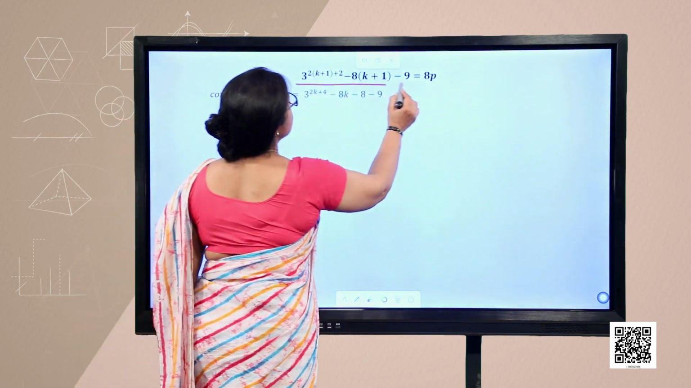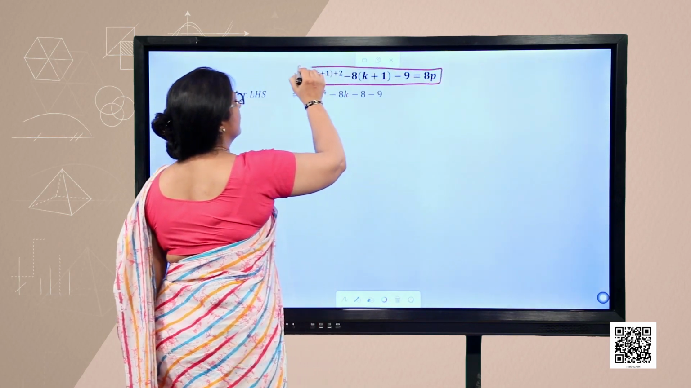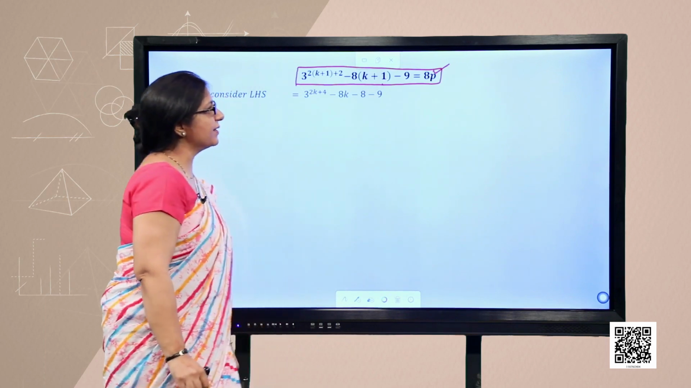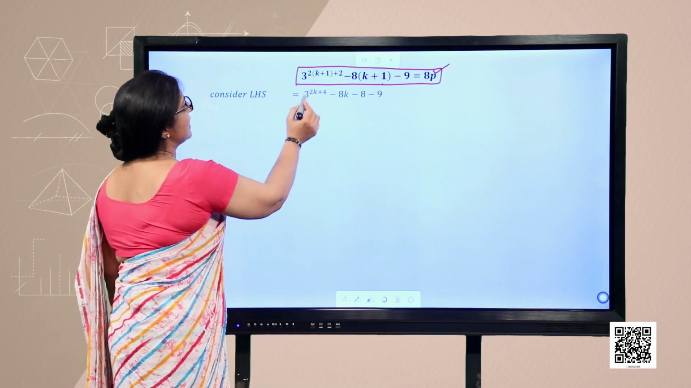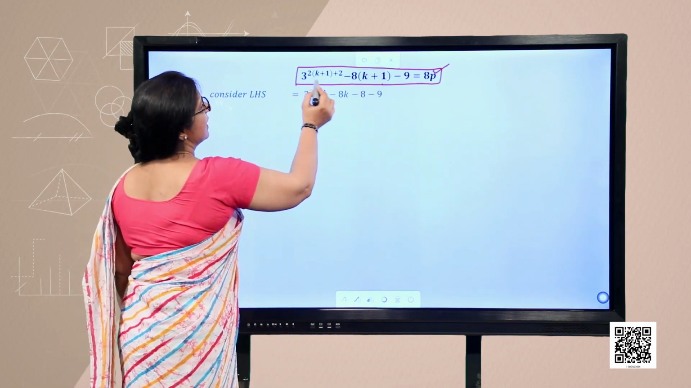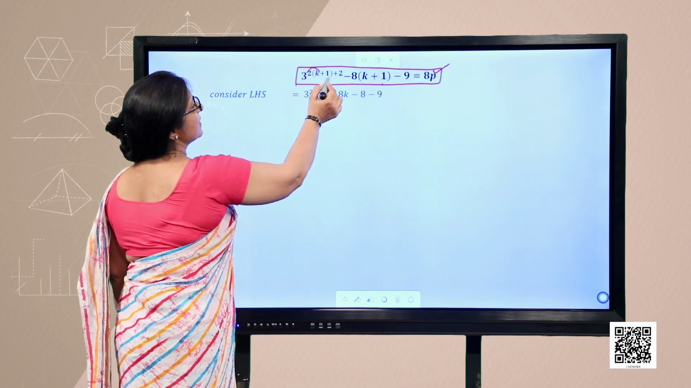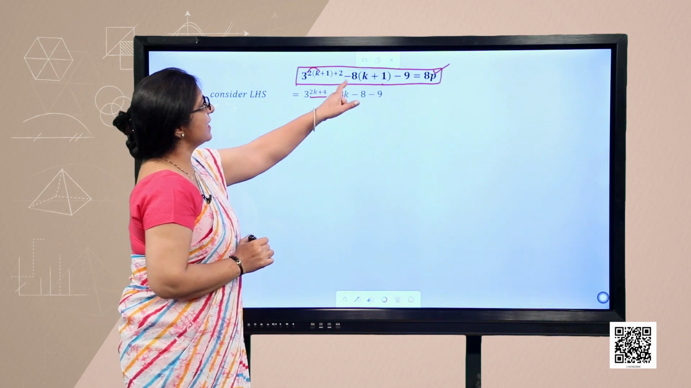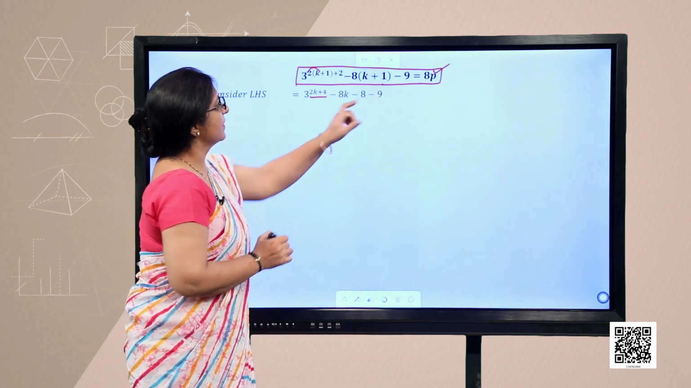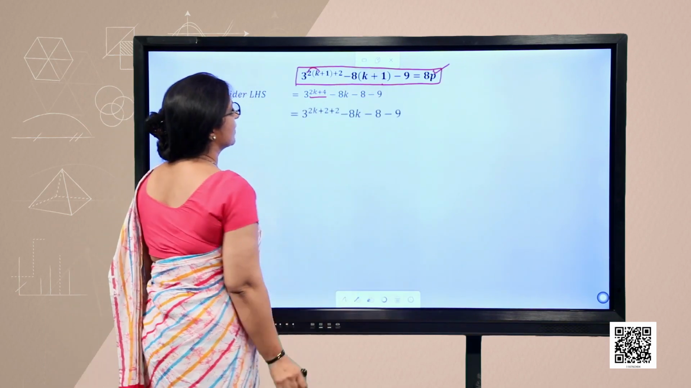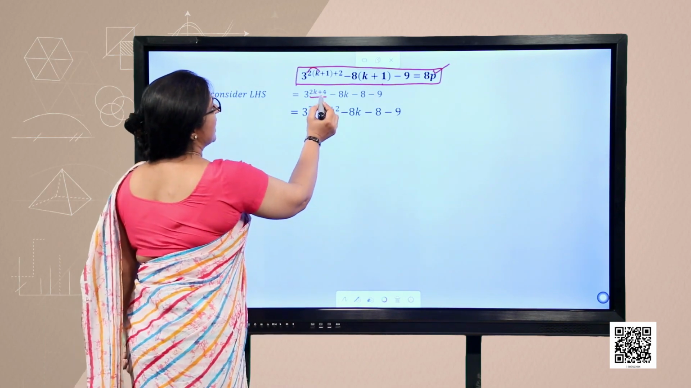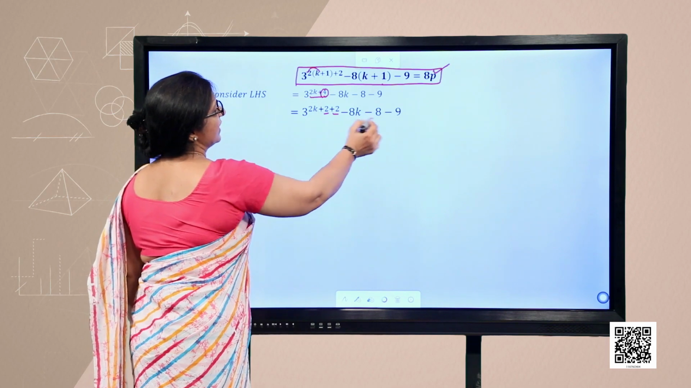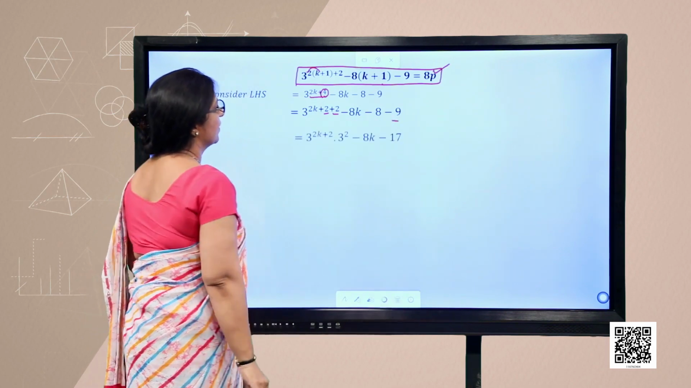We have rewritten the statement to be proved. This side we need to show that this is some multiple of 8. Now, consider left hand side, this side only, and after solving this 2k plus 2, this becomes 2k plus 4 minus 8k minus 8 minus 9. Now, this gives, we have split this 4 into 2 plus 2, rest of the terms are same.